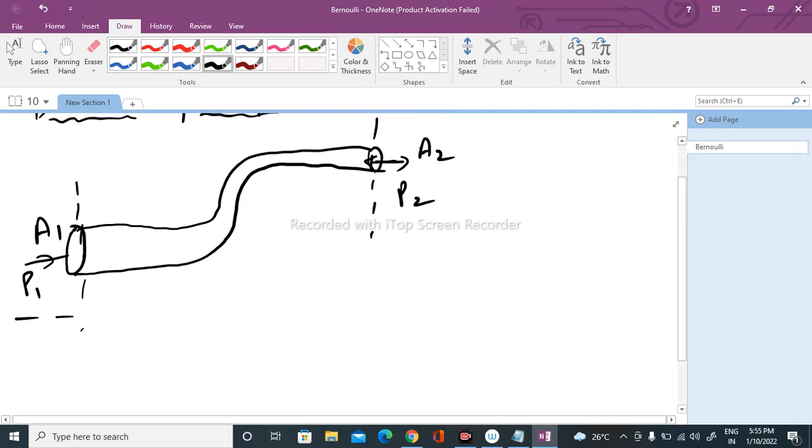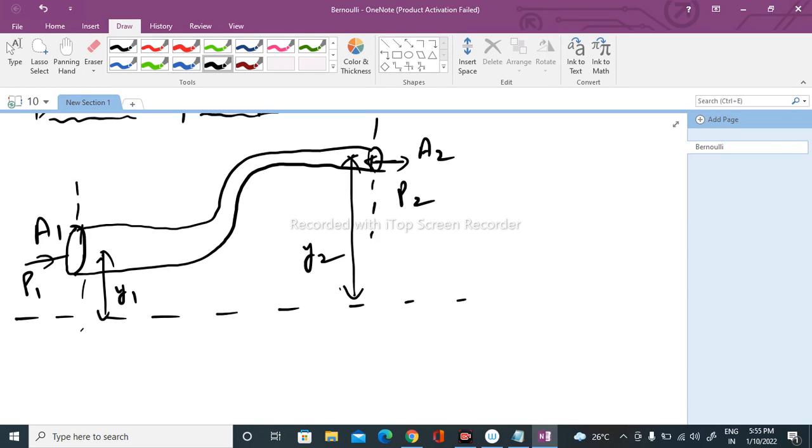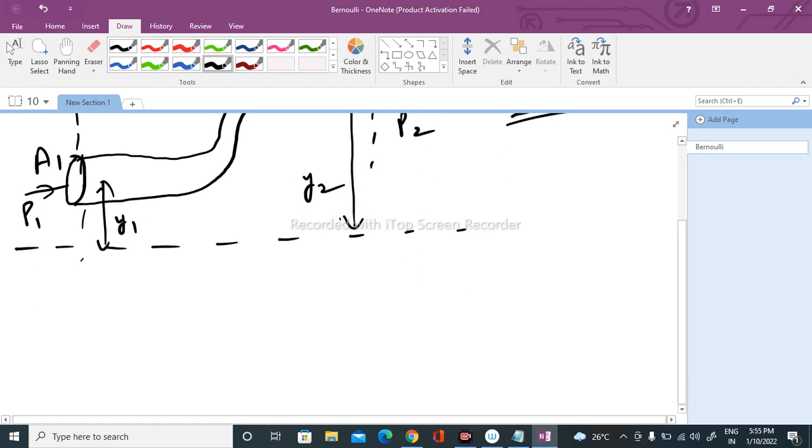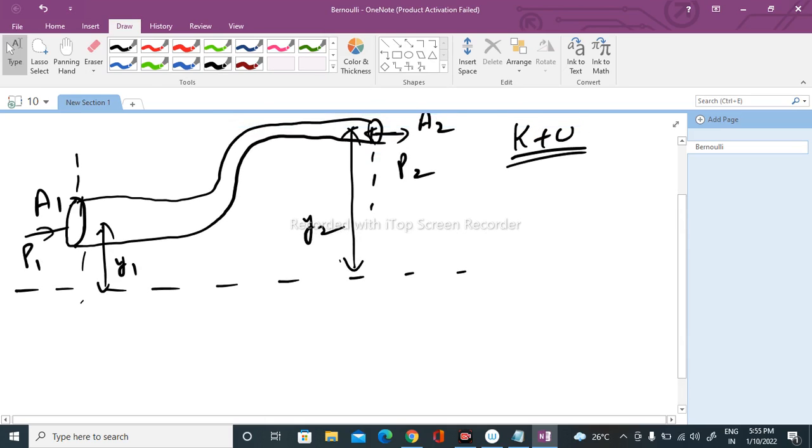Suppose I take this as the reference line, let us say this is at a height of y1 and this is at a height of y2 from the reference line. So as you know, the total energy is basically the sum of kinetic plus potential energy. Okay, so what is the work done? Work done basically is the energy gained, which is because of the flow of the liquid as well as the potential energy in it. So total work done will be equal to U plus K.